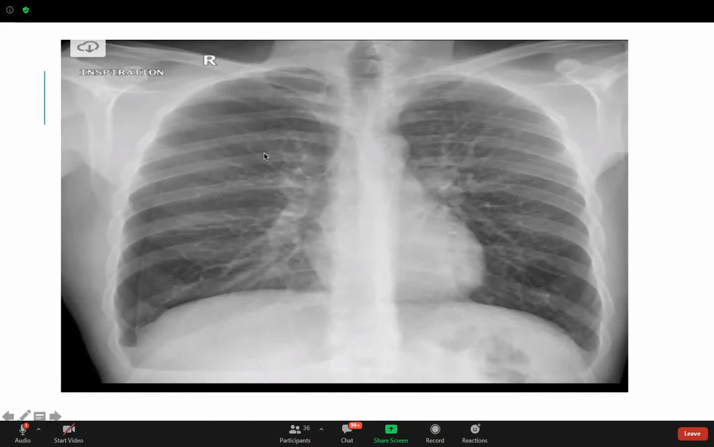This is what one of your colleagues mentioned. This is basically the lung, but the X-ray technician gave the chest X-ray overexposure. And the idea of overexposure is to make the pneumothorax more clear.